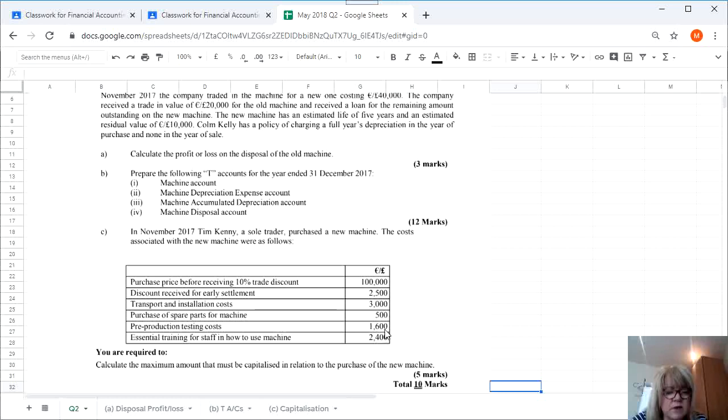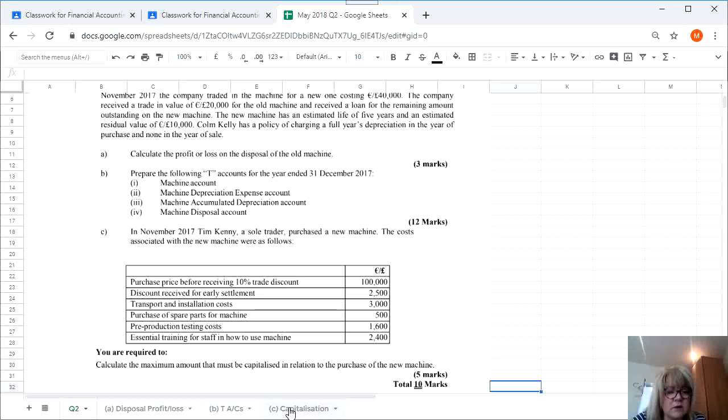Pre-production testing costs, 1,600. Pre-production testing costs can be capitalised. They're part of the essential setup of machinery or equipment, and might be essential to the installation, so that can be part of your capitalisation. However, if there was any delays or costs involved in strikes or things like that, unusual costs during the setup or installation, that can't be capitalised, but there's nothing like that here. Essential training for staff in how to use the machine, again, that's part of your installation and setup costs, that can be capitalised as well.